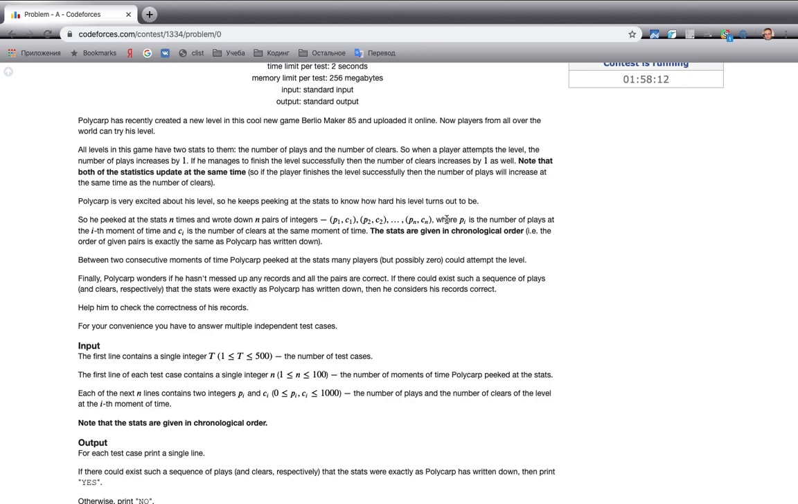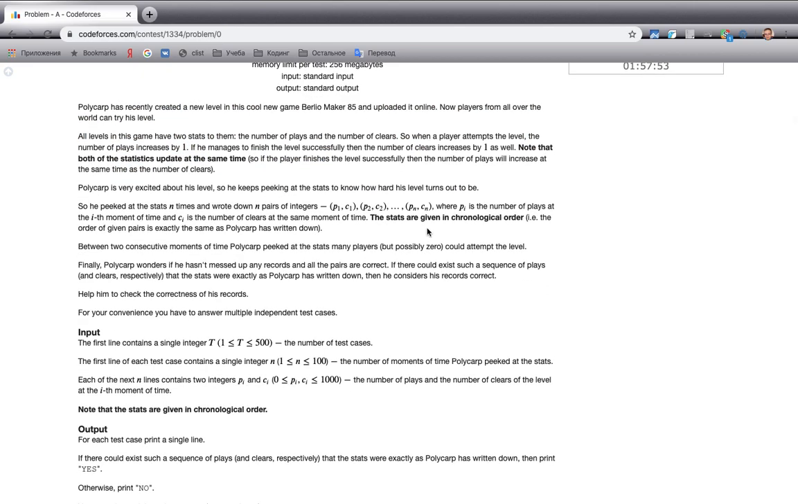Basically, we have two counters. Both of them should start with zeros, and we know that if the second counter increased, then the first counter increased at the same time. This paragraph is hard to comprehend, but okay.